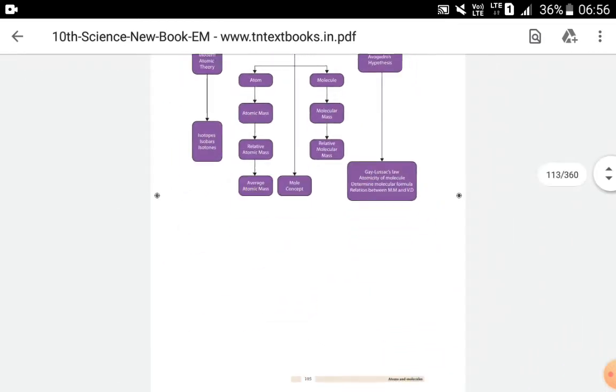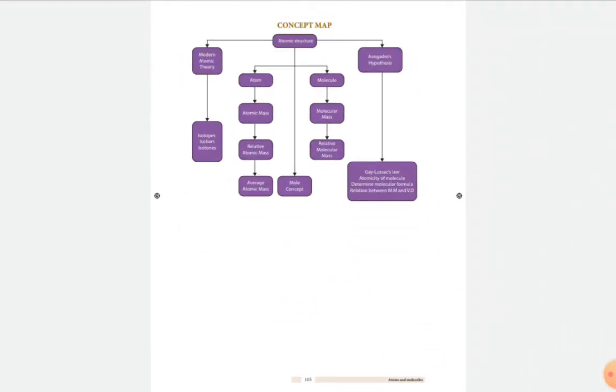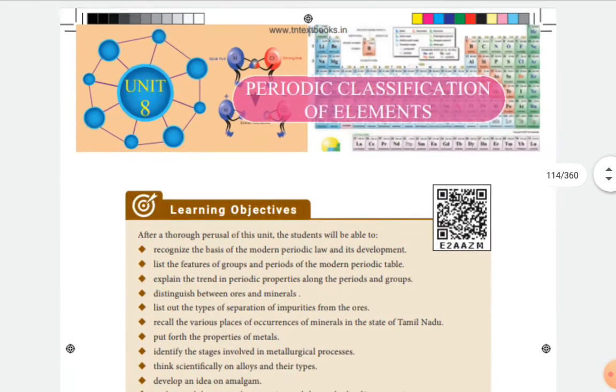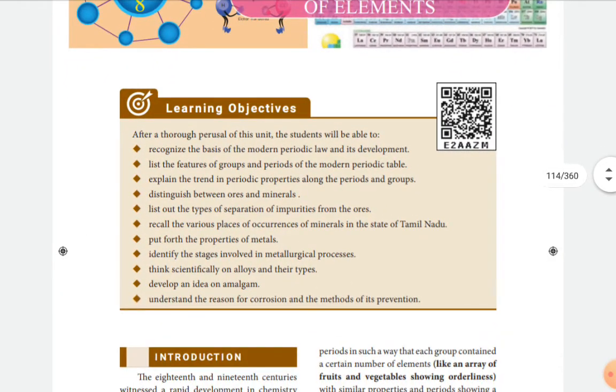Then, what is called the modern periodic law? It is nothing but that the physical and chemical properties of the elements are periodic functions of their atomic number. And what are periods? The horizontal rows in the modern periodic table are called periods. And how many periods? There are 7 periods.